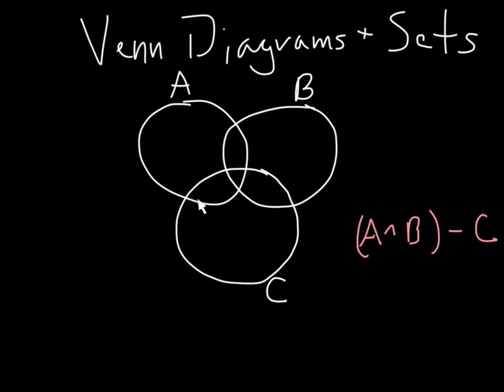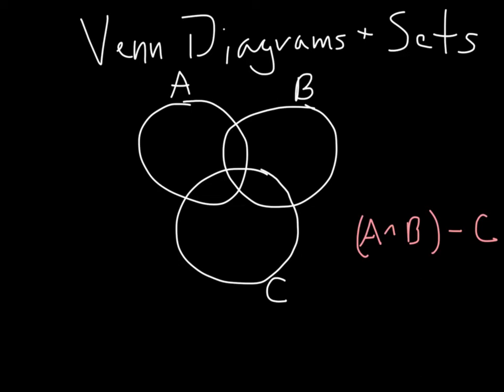So this part of the Venn diagram here, this is everything that's in A and C. This part of the Venn diagram here is everything that's in B and C. The middle is everything that's in all 3 sets. But let's say we're looking for things that are in A and B, but not C. So it's A intersect B, and then the set minus of that with C.